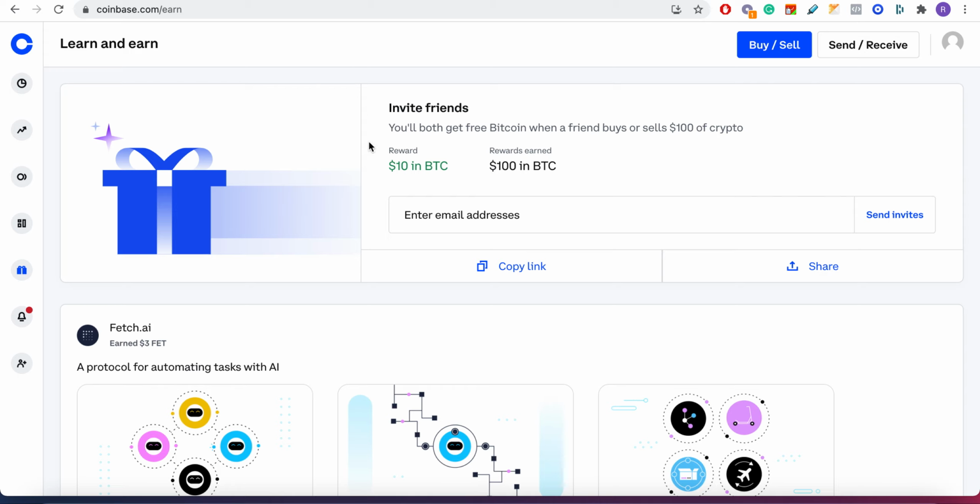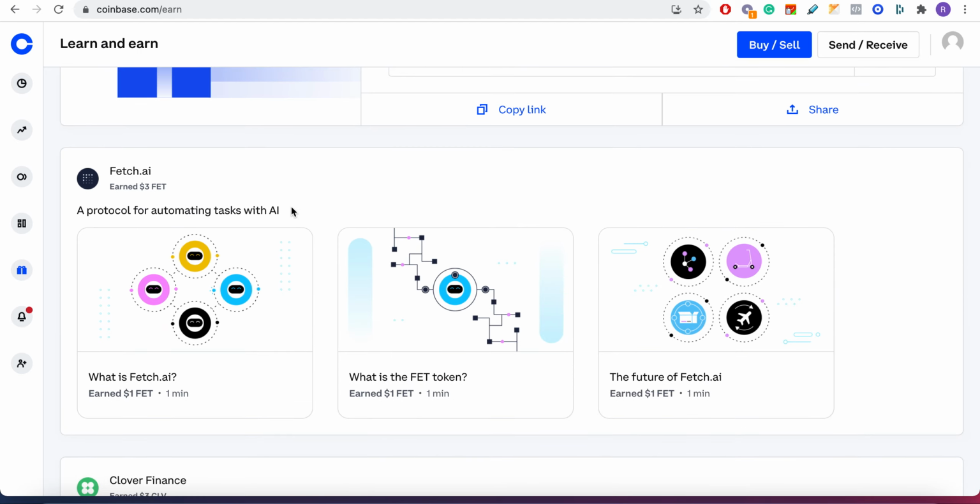So if you have a Coinbase account, what they do from time to time, for example this Fetch AI, is they will have certain videos, you watch them and they will ask you questions and you'll earn a couple dollars. It could be 1, 2, 3. It used to be 20, 30 bucks as well, right? And think about it, crypto is always going up.